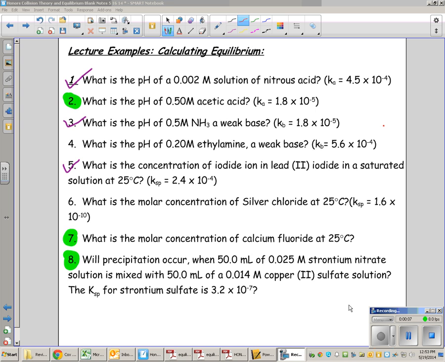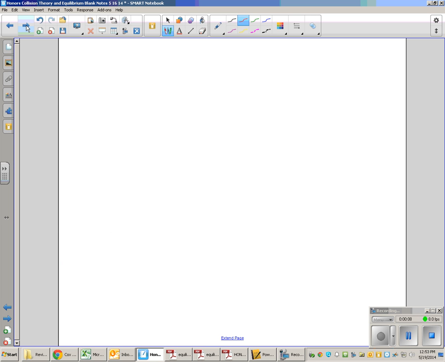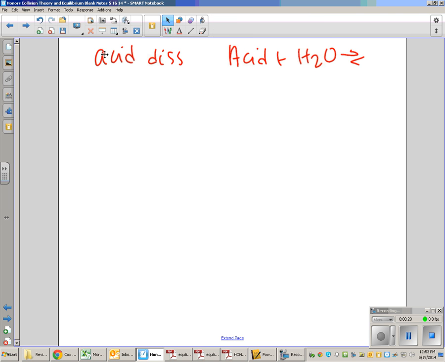Okay. So anytime you're dealing with pH, you have to write out a balanced chemical equation. And this is an acid, so you have to write out an acid dissociation reaction. So an acid dissociation reaction means it's just reacting with water. So acid plus water yields something and something. What was the acid of choice here? Acetic acid. So formula?